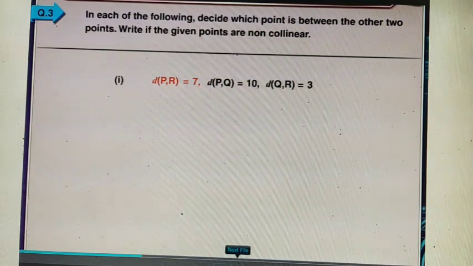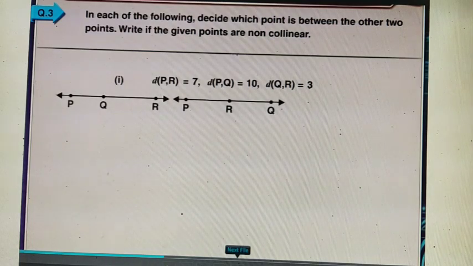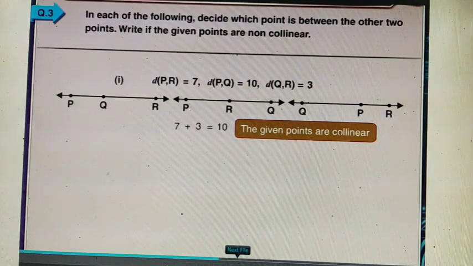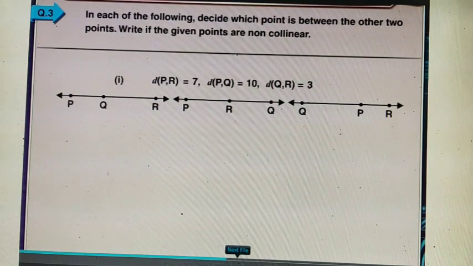Now in this problem, distances between 3 points are given. We have to verify whether betweenness exists or not. So we will take the sum of the smaller distances, that is 7 and 3. If this sum equals the largest distance, then the given points are collinear. Let's check.